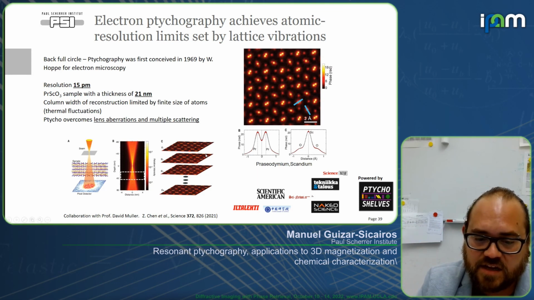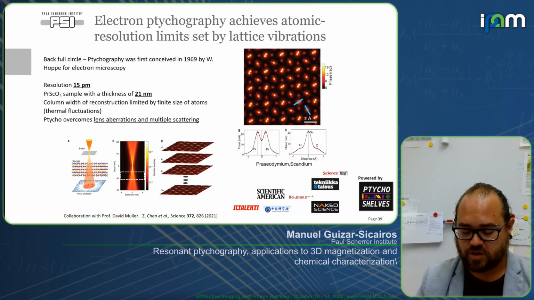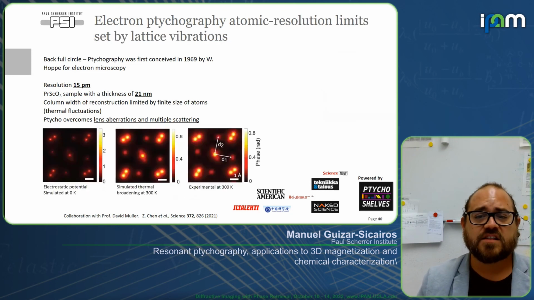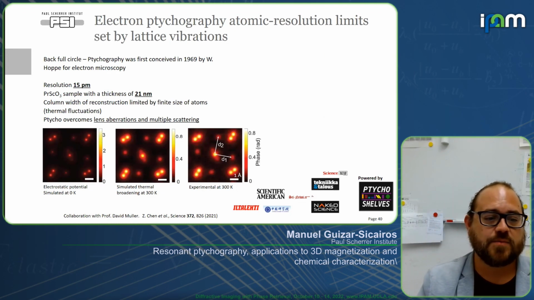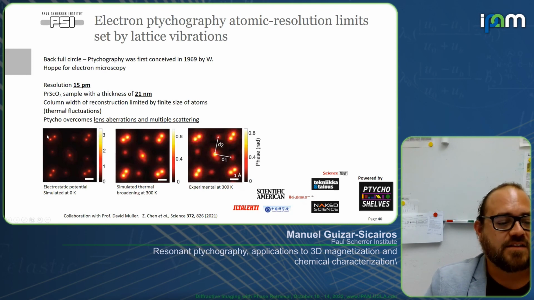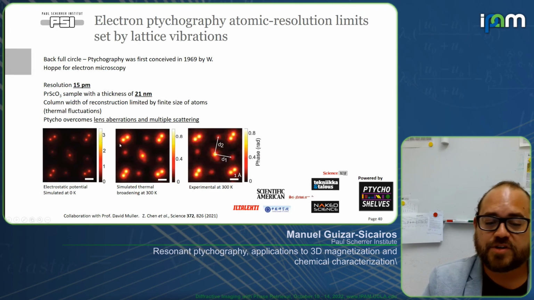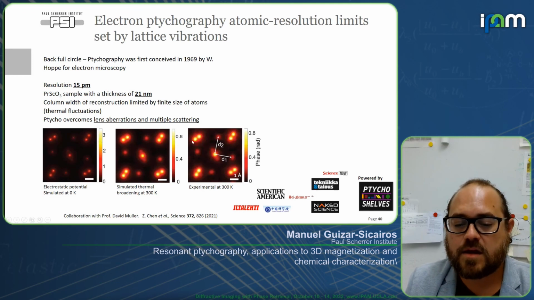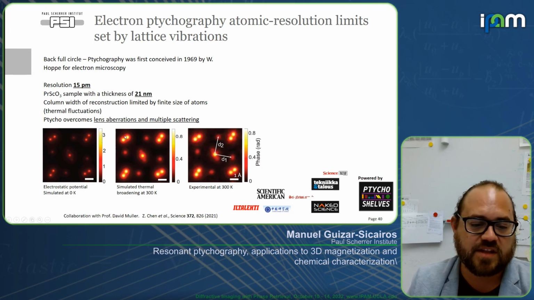We use this multi-slice technique so that we take into account multiple scattering and reconstruct the multiple layers within the sample. And we overcome the numerical aperture of the lens. The title refers to the resolution limit set by lattice vibrations. If you look at a simulation of the electrostatic potential of this material at 0 Kelvin, it looks like this. At room temperature, you have thermal broadening of the electronic cloud. And when you look at the experimental reconstruction of ptychography, you can determine that the resolution is really limited by this electronic broadening in this case.